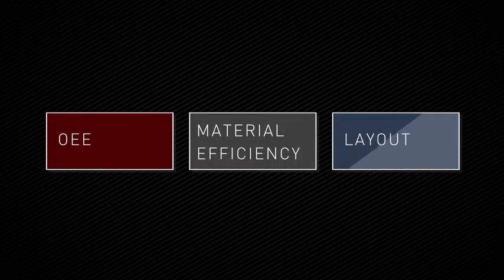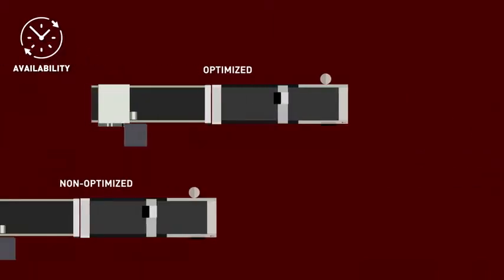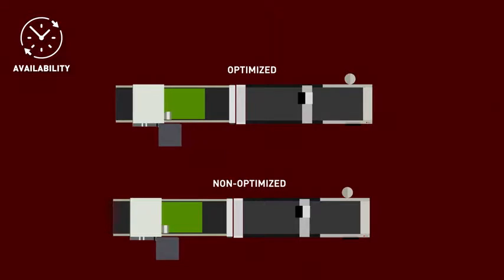So in this module, we will address the following topics: OEE, material efficiency, and layout. As you know, OEE is based on three parameters, which are availability, performance, and quality. So the first criteria is availability. And the first question we need to ask is, is the cutter cutting most of the time?